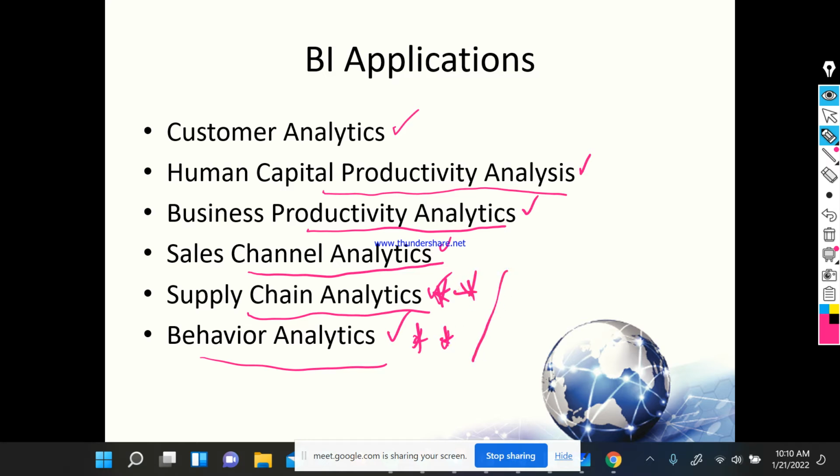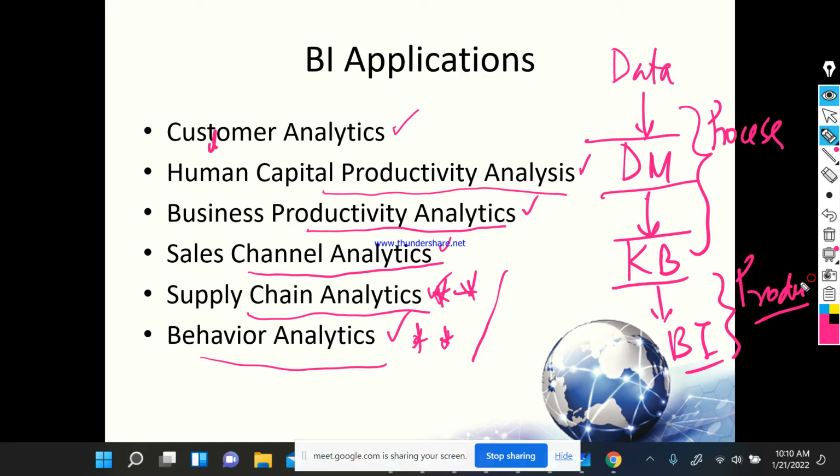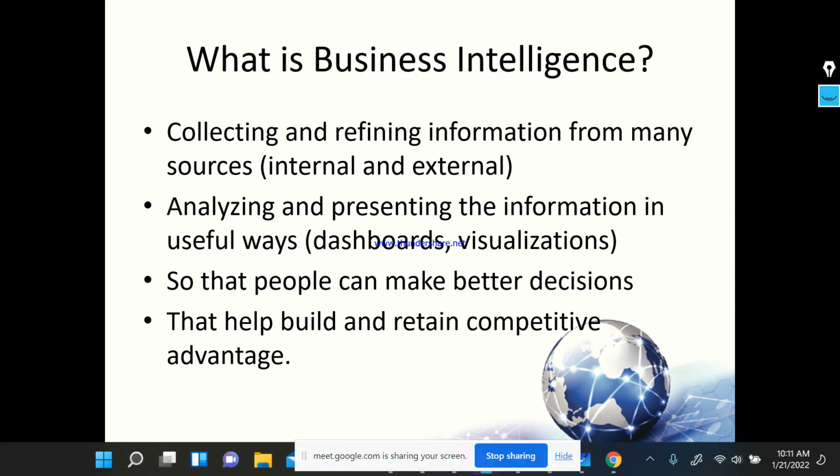That means what you have to do, you have to have data. Then what you do, DM, and then you have what? Knowledge base, and then you have BI. Is that clear, Manay? Does it make sense? Yes, sir. This is your part of the process, and this is your product. This is very important. Sometimes you will see that people don't understand the difference between data mining and BI. That's very, very important. So let's proceed.